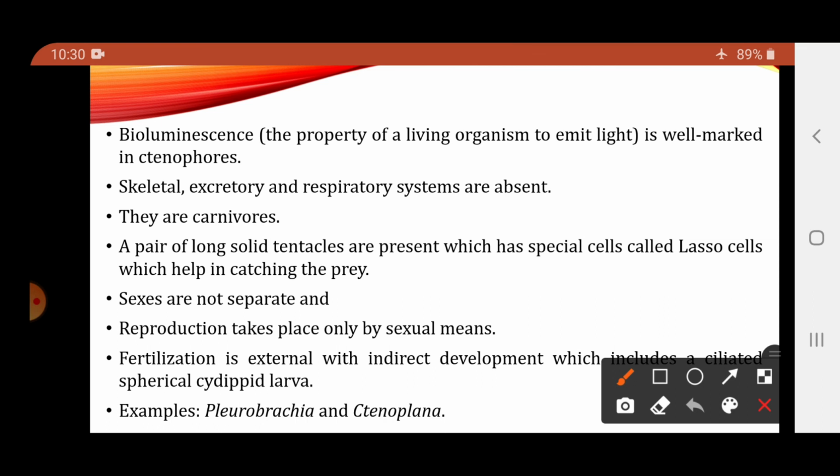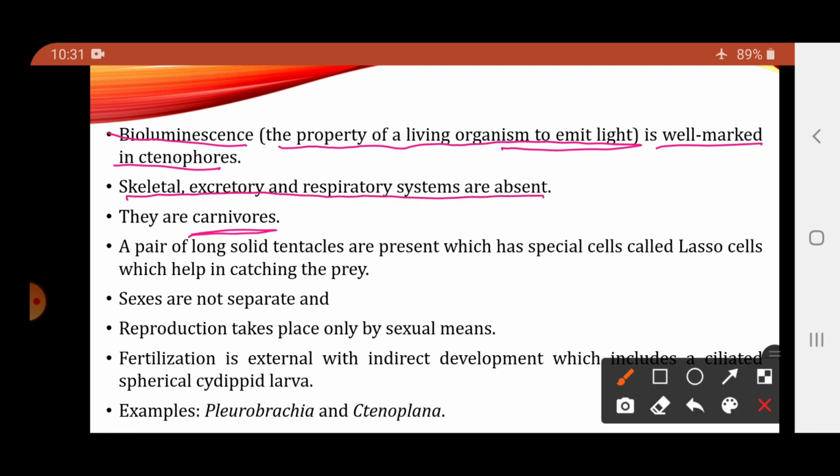Now a very important property of the ctenophores is bioluminescence. Bio means living organisms. Luminescence means the property to emit light. So when a living organism emits light, that is called bioluminescence. It is well marked in the ctenophores, so they can emit light. Skeletal, excretory and respiratory systems are absent.